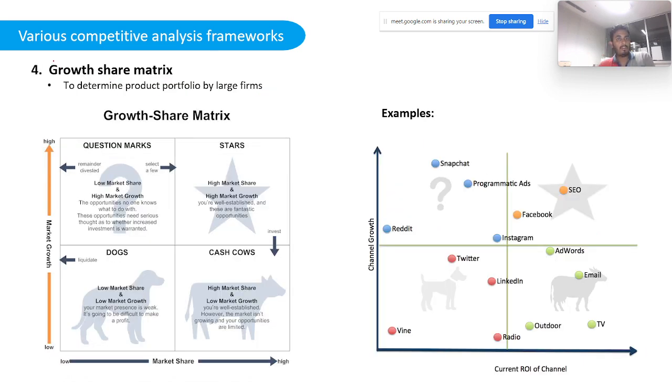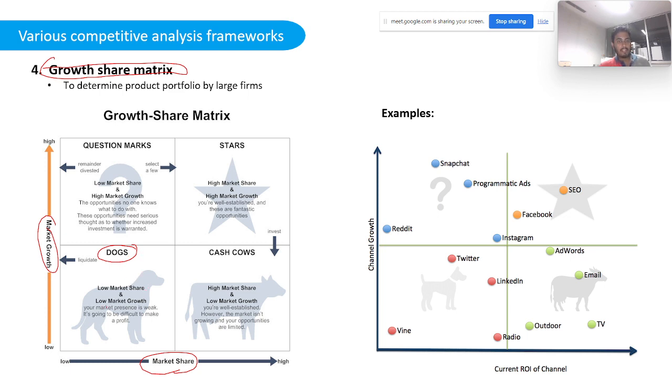Next framework is growth share matrix. Now, growth share matrix tries to compare various organizations or their products based on market share as well as market growth. Now, we have four quadrants in a growth share matrix. The one which has low market share and low growth, what we call pets, or you can simply say dogs. So dog is a pet, so we can say dogs.